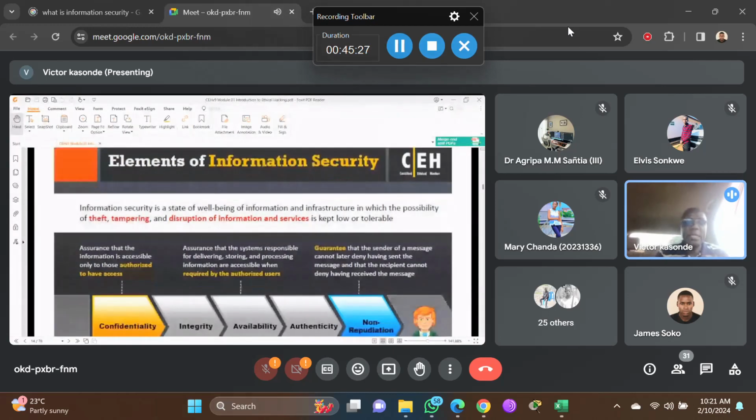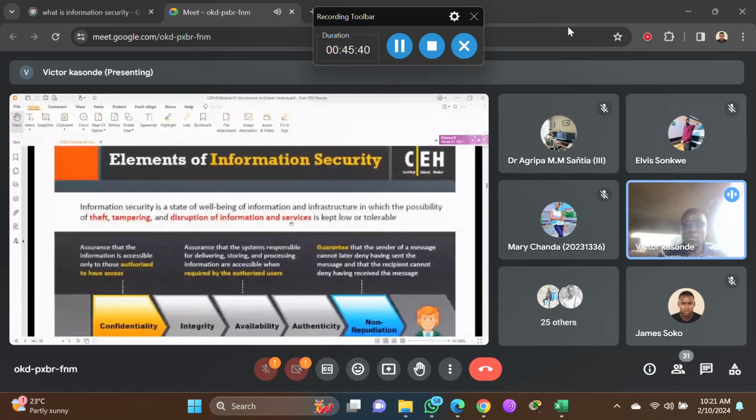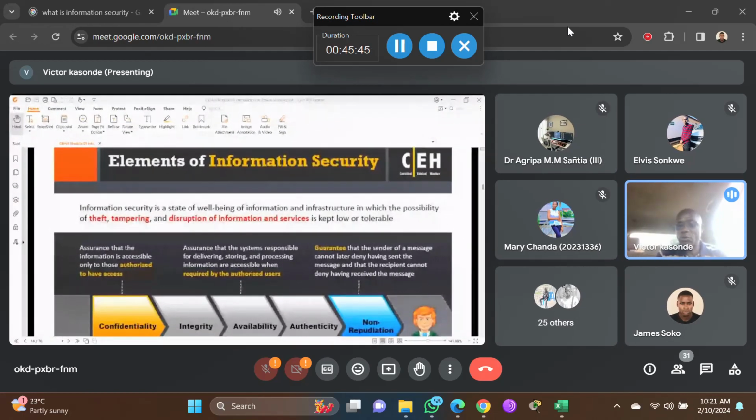Let me remind you on the elements of information security, I'll bring one question. That question will come whether you like it or not. It's quite unfortunate for those people who are not here so far in this unit. I'll bring some questions. So far, I've seen two questions which I expect you to know. Are you with me? Yes, sir.